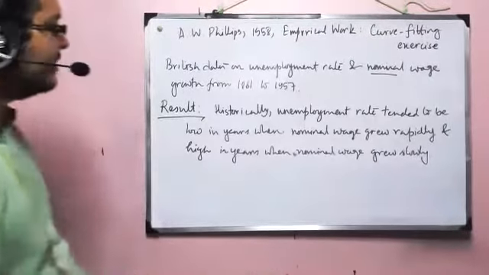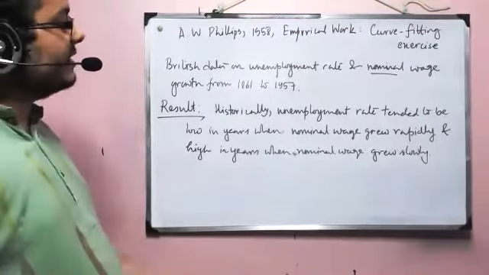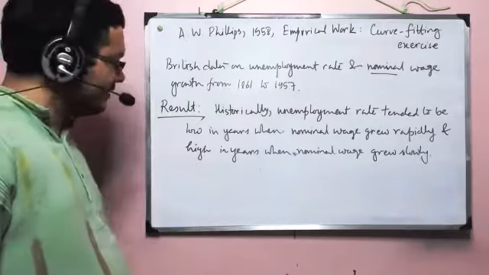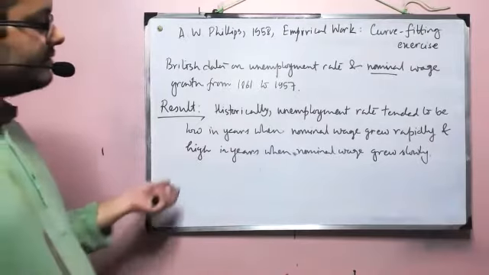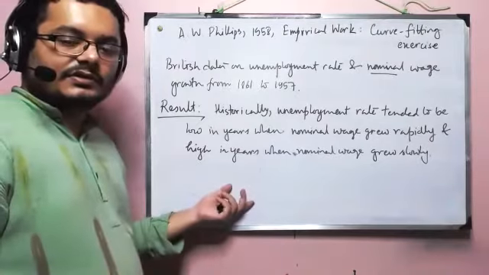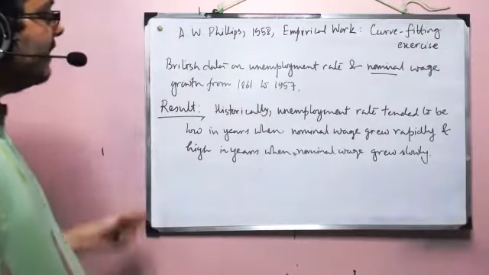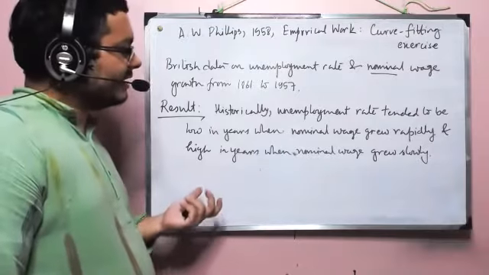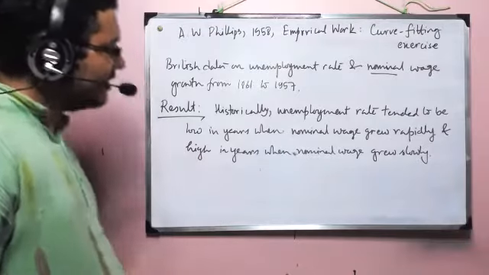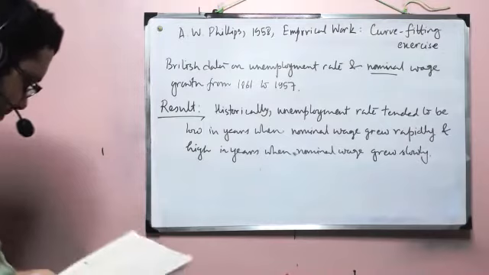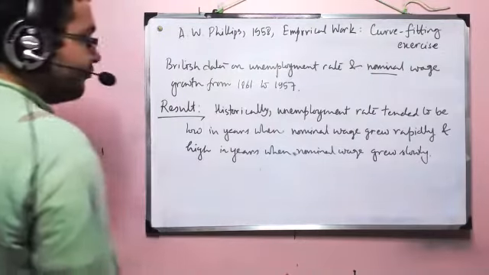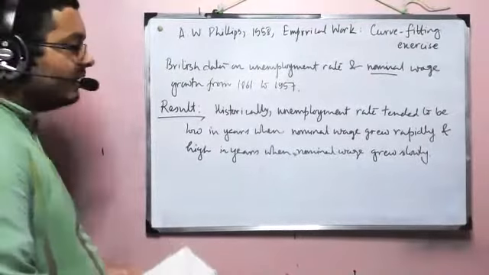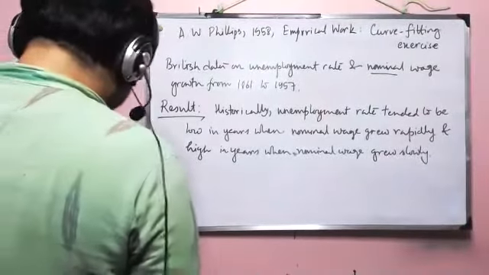So what is the result? The result is that historically, unemployment rate tended to be low in years when nominal wage grew rapidly and high in years when nominal wage grew slowly. Now, that means that this is a result dependent on the change of rates, okay? Not the rates themselves, but change of rates. So now, obviously, we'll write the equation following our growth theory.